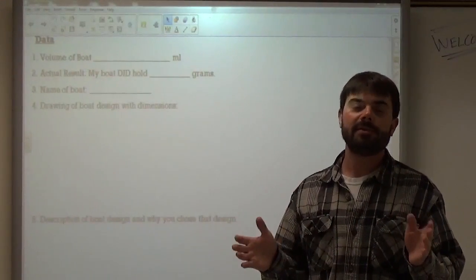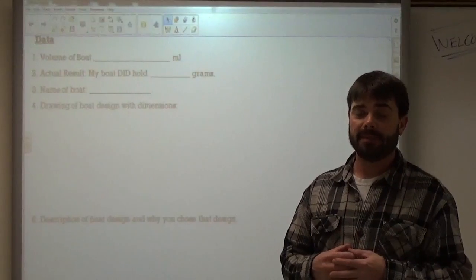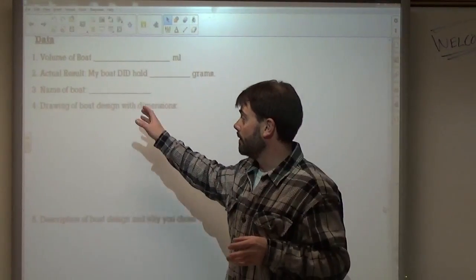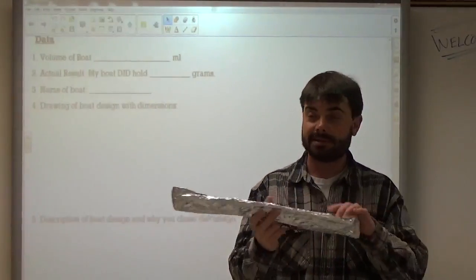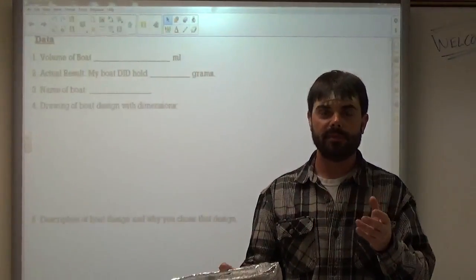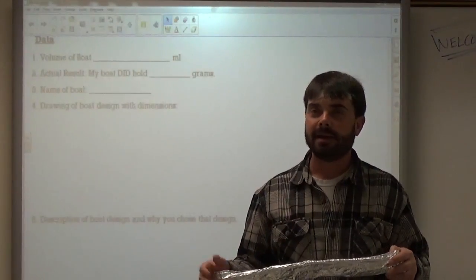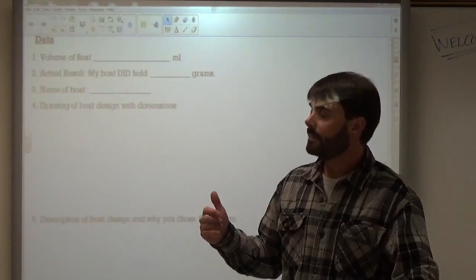After you've made a hypothesis, so you've got the volume of your boat now, and you're going to make a hypothesis on how much mass it can hold, I want you to take a couple of photos of your boat. Give me at least a side view and a top view, and then maybe a view of the boat being sunk, or the action of you sinking it, or something similar, and upload and add it to the document that we have.